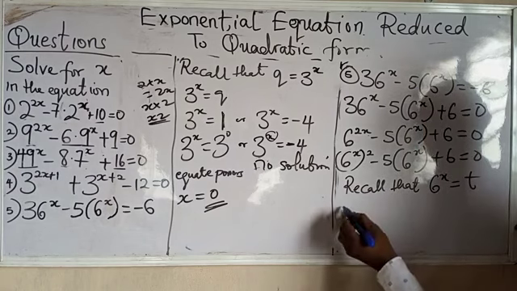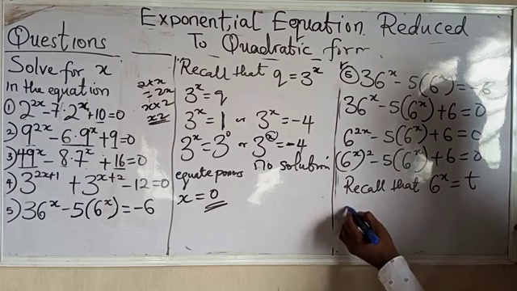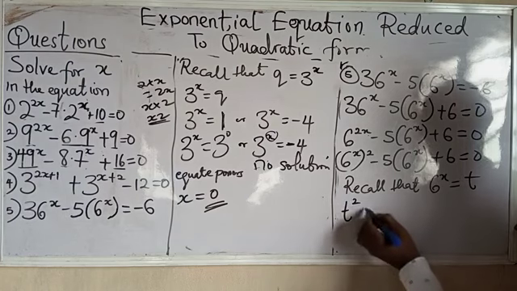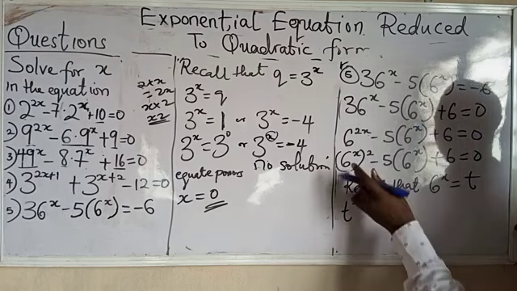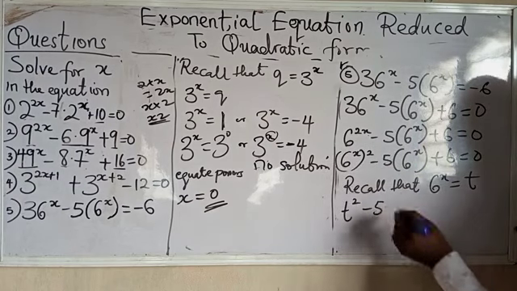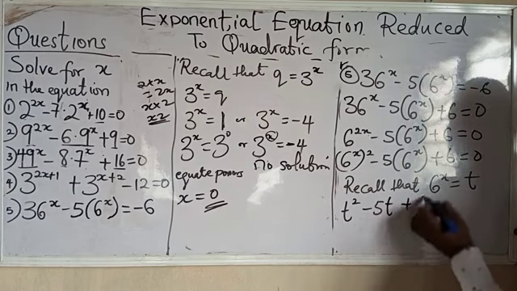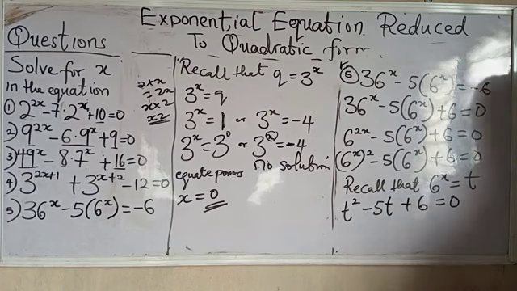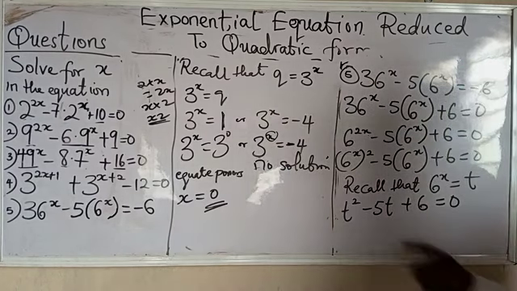So I will say t squared minus 5. Anyway, 6 raised to power x, now we replace it with t. So t squared minus 5t plus 6 equals 0. So the same style again, we look for two numbers.